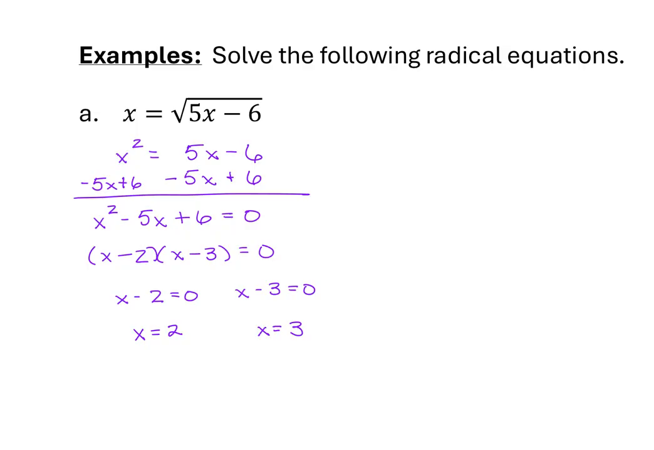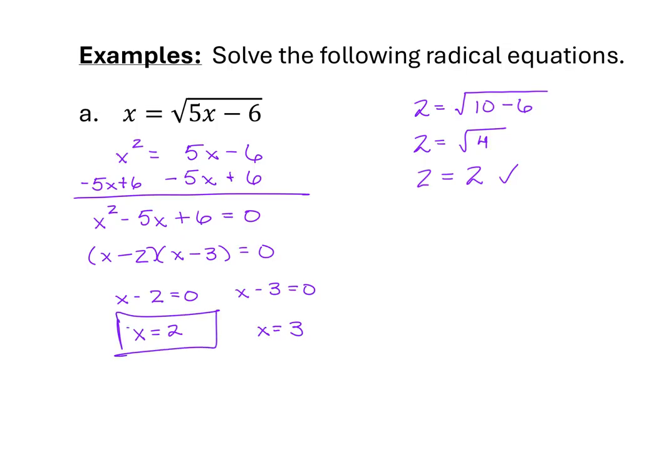So if we go ahead and check 2, we get 2 equals the square root of 5 times 2 is 10, and we want to subtract 6. All right, 10 minus 6 is 4, and the square root of 4 is in fact 2. And so this one does check out. We keep it.